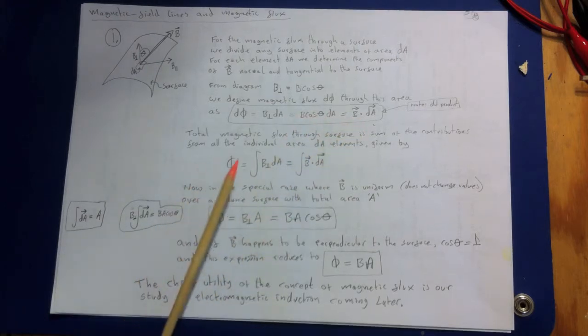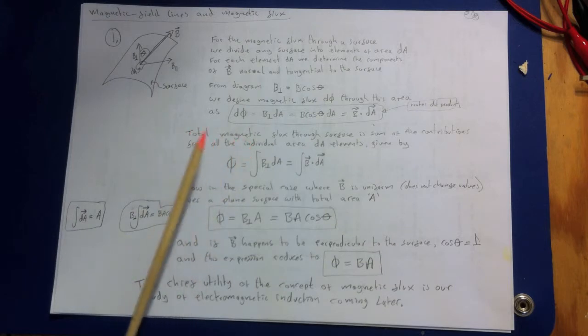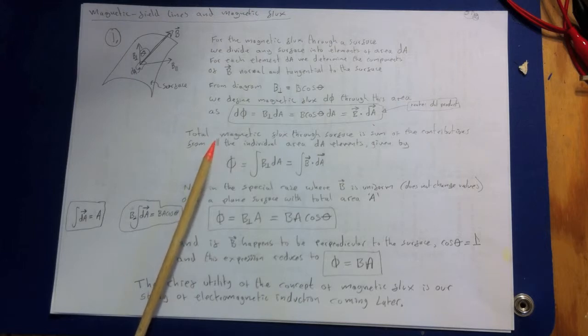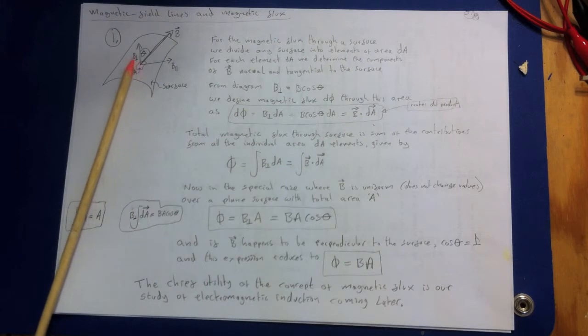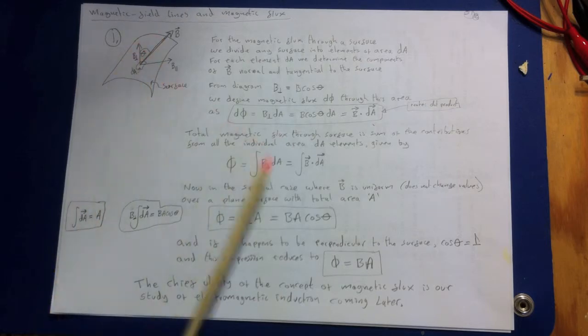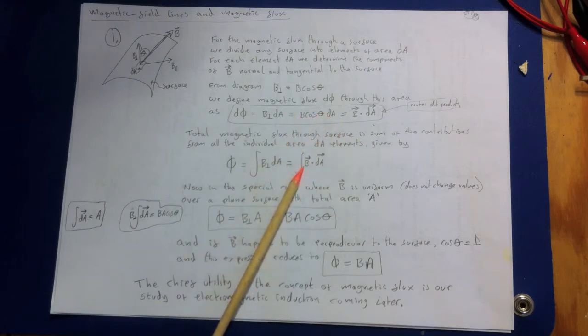So the total magnetic flux through the surface is the sum of the contributions from the individual area elements given by this. We're always going to look at these perpendicular components, and we're going to sum them all over the area. So that's what we're doing with this. And as we've said before, B cosine theta just becomes the dot product of B and dA.